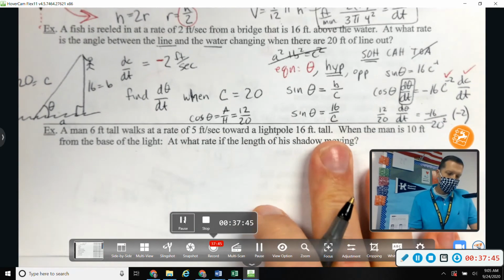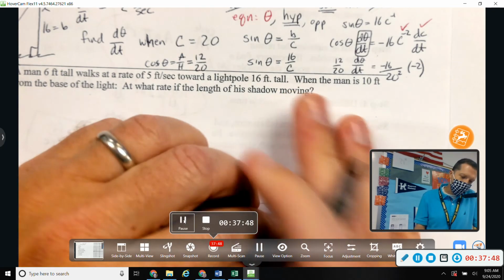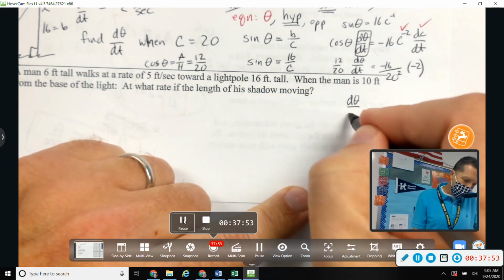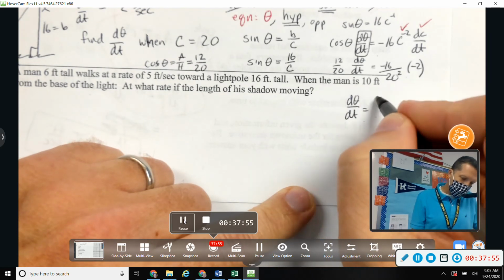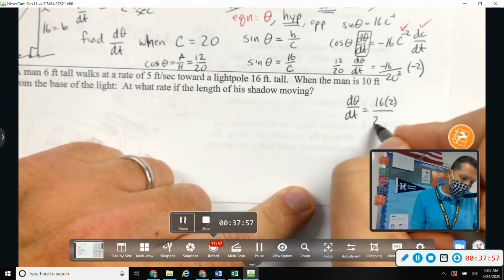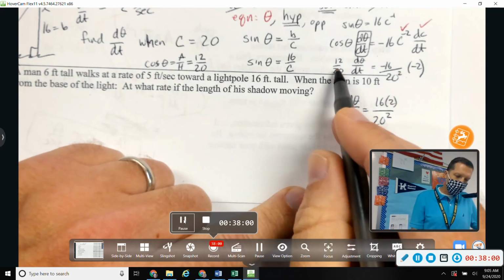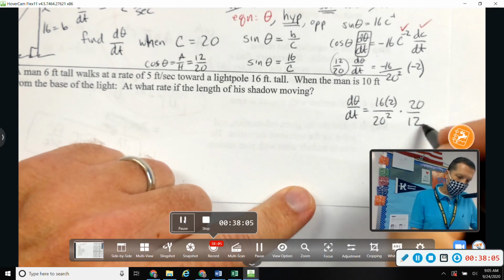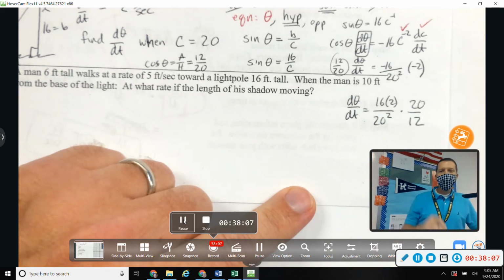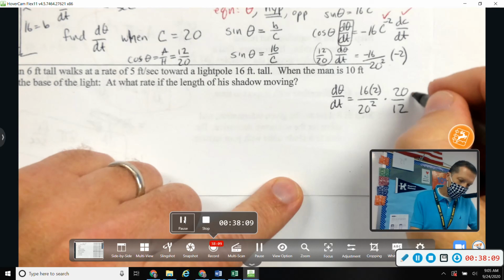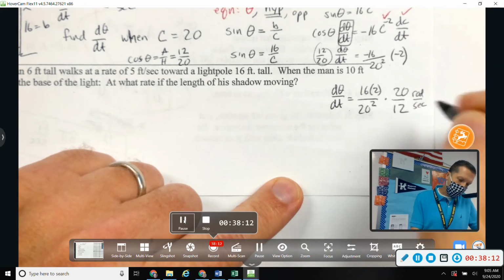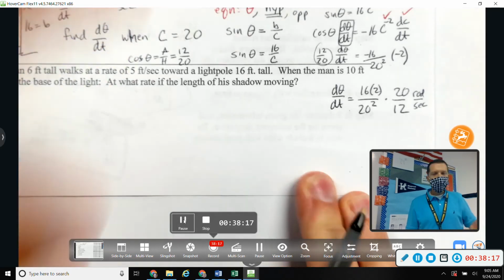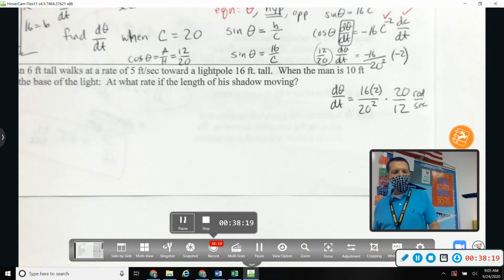Almost out of space. Going into the next line here. So d theta dt is 16 times 2 over 20 squared. And then I'm going to move this stuff over. So times 20 over 12. And leave it like that. Radians per second. That's a brutal one, the angle one. The angles are tough.